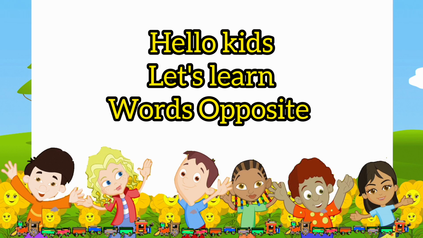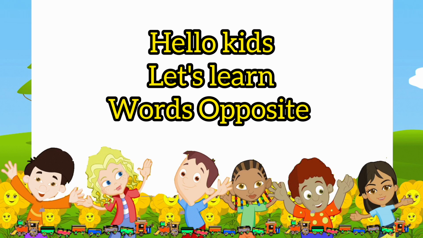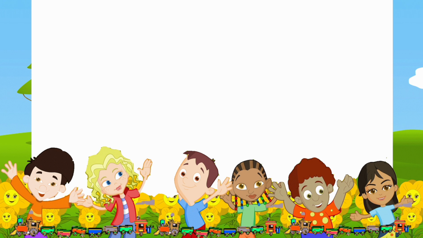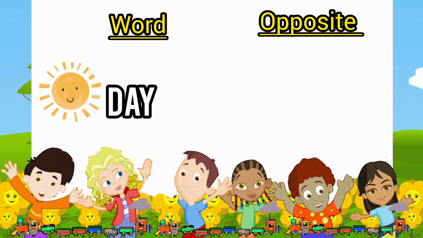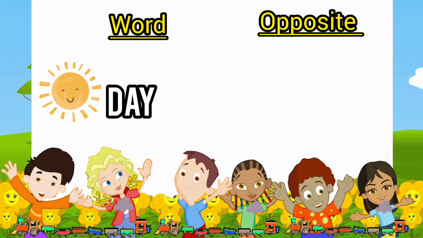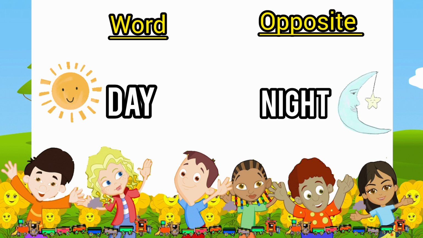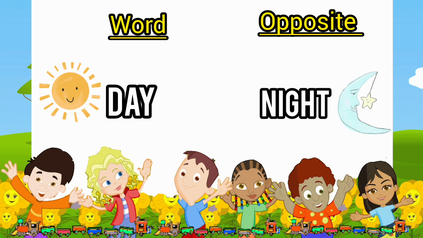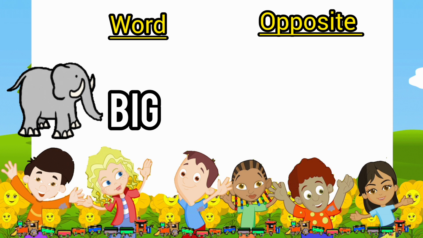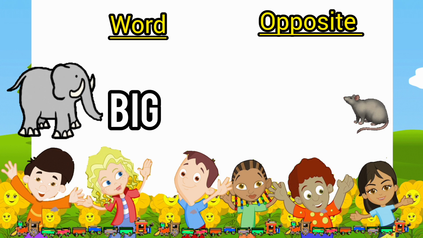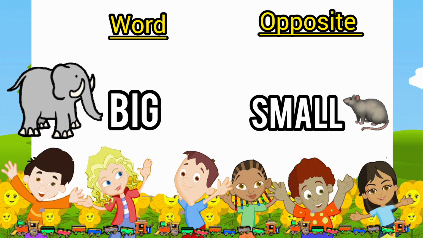Let's learn words opposite. Let's get started. So we have words and we have its opposite. So day opposite is night. That's right. Then we have another word, big. Big opposite is small. Well done.